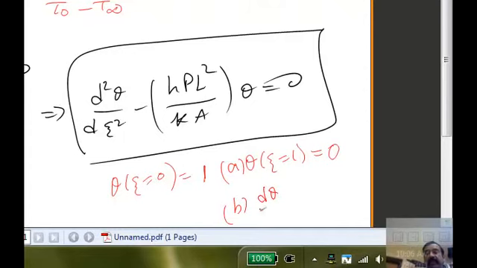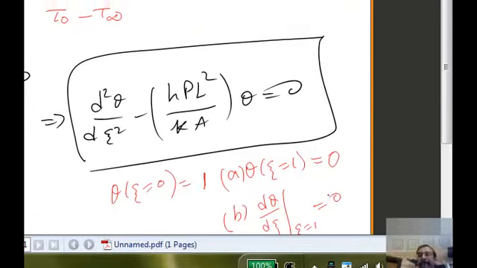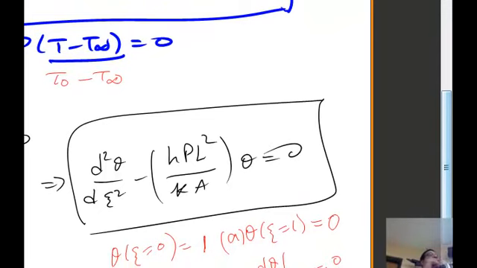d theta d psi at psi equals 1 will be equal to 0. That is the derivative condition, the insulated tip condition. So our task is to prepare this particular problem for solving in MATLAB. Any questions?